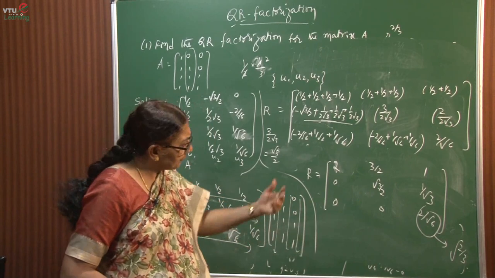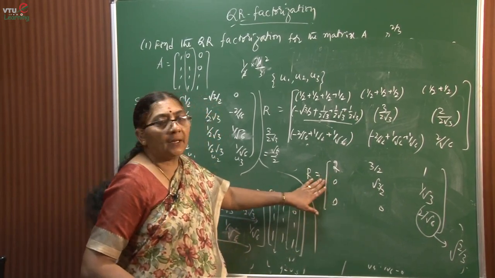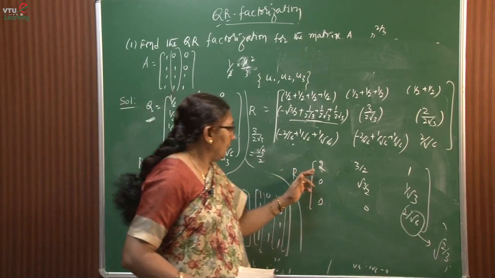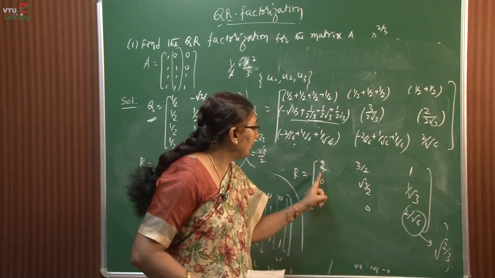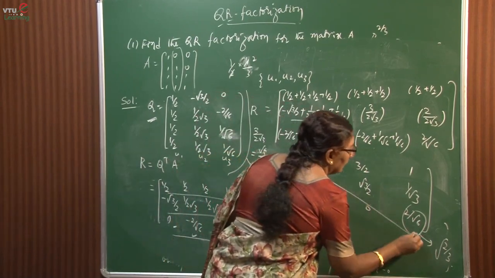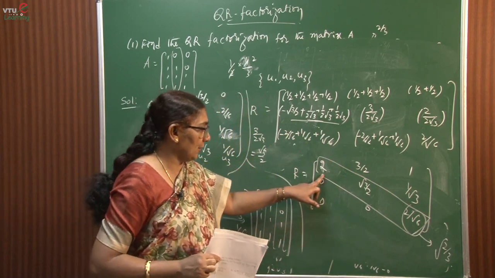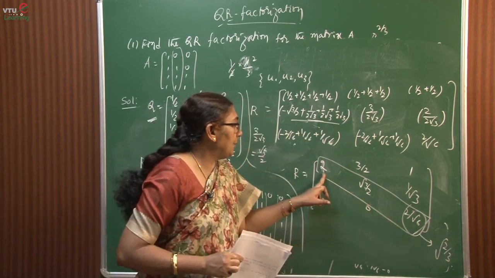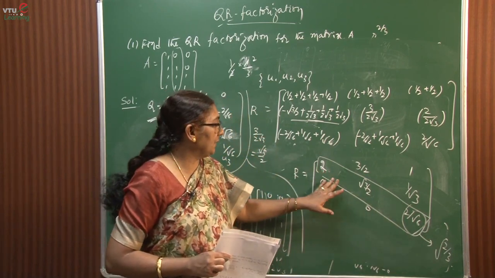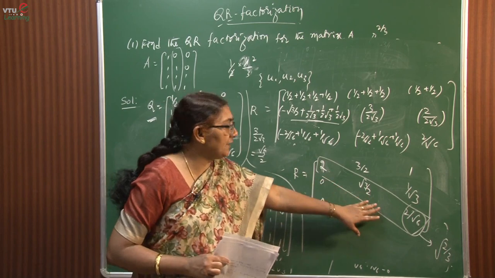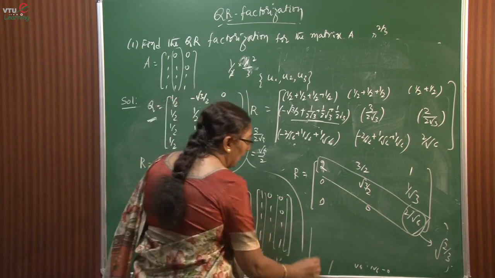Remaining is this. Otherwise, leave it. Now, what I told, R is an upper triangular matrix with positive entries on its diagonal. What's a diagonal? This is the diagonal. You are expecting an upper triangular matrix, and also observe carefully, the principal diagonal values must be positive. That is satisfied. Therefore, now I'm going to leave that part.